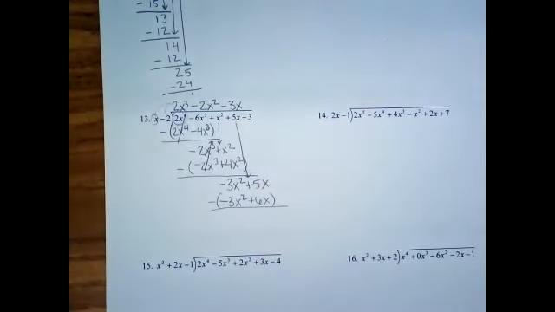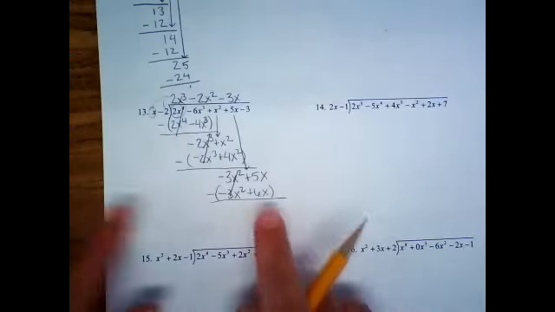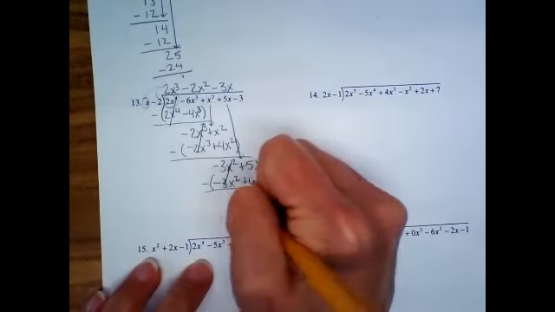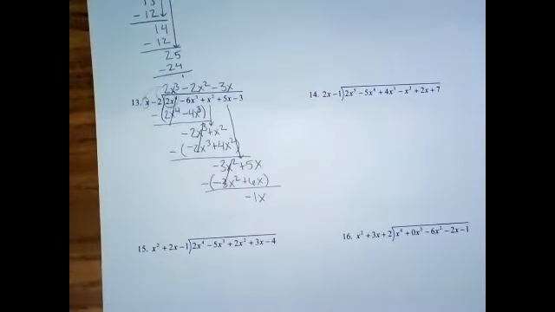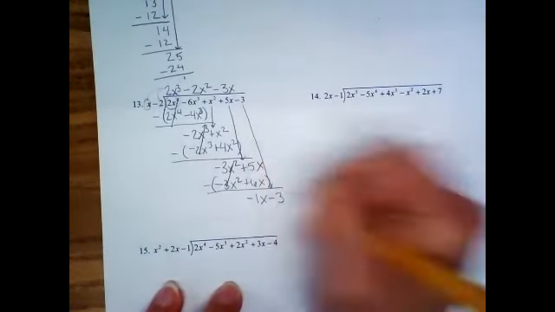What's going to happen in the first column? Cancels. Make sure you subtract. This is a -6. So 5 minus 6, -1x. Bring down the -3. We're going to do it one more time.